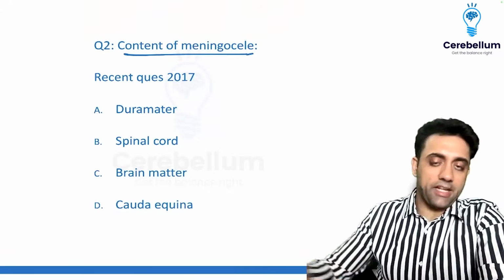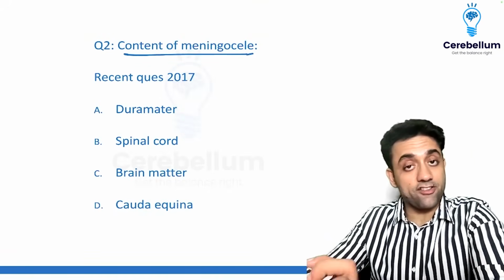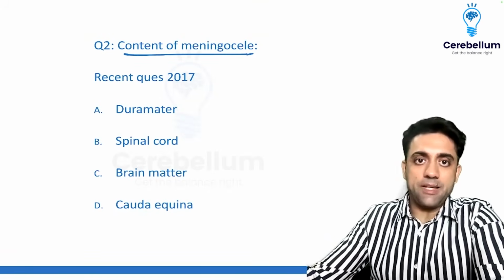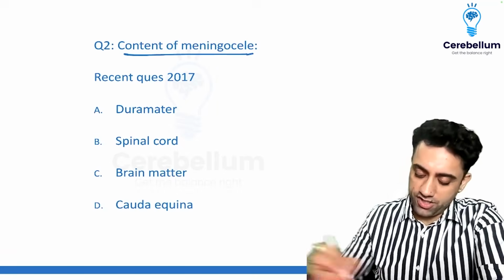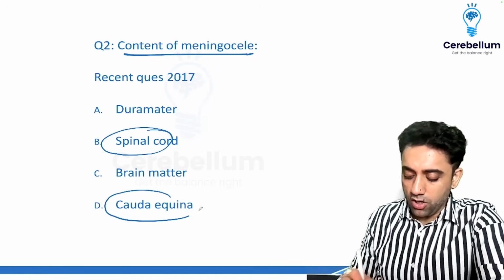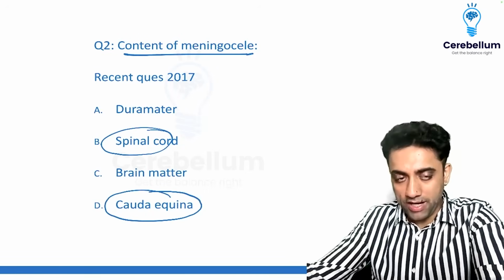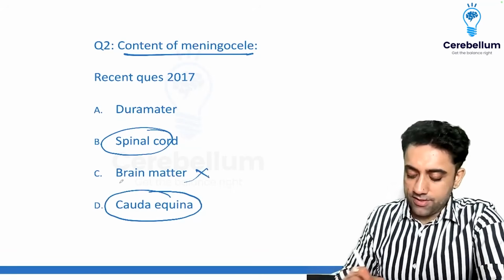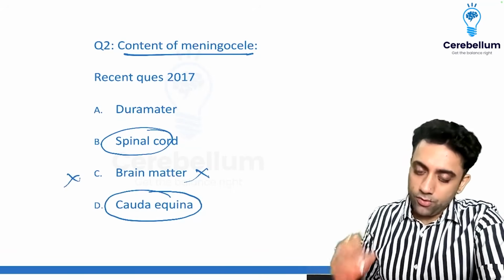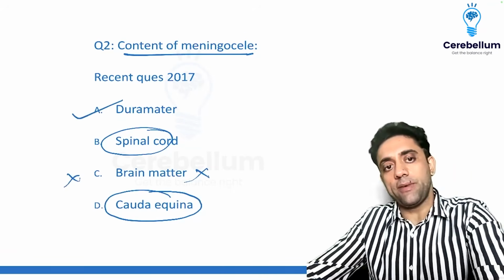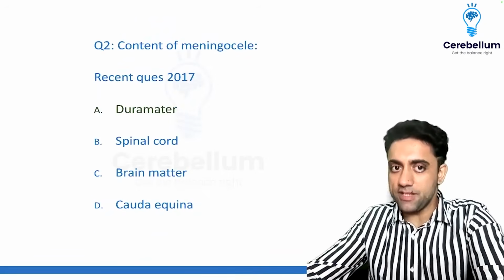Acha, contents of meningocele. Quickly, if I ask you the contents of meningocele, not myelomeningocele. See, myelo means spinal cord; myelo will have a spinal cord or its continuation known as cauda equina. Brain matter is nowhere included here. So meningocele will have dura mater, arachnoid mater, and pia mater. That is why A becomes the best answer.